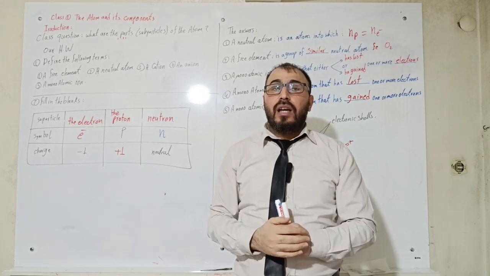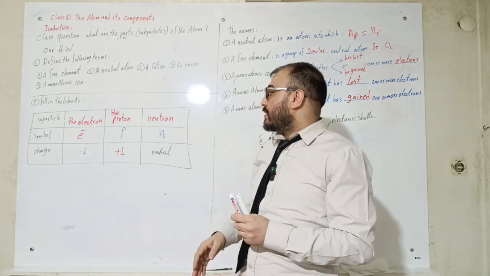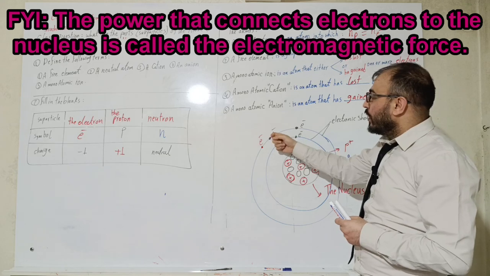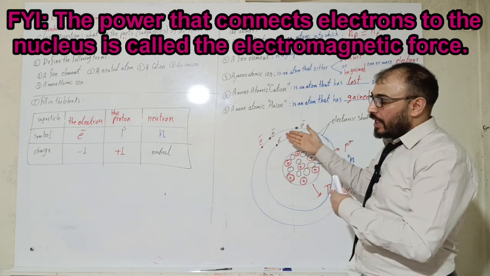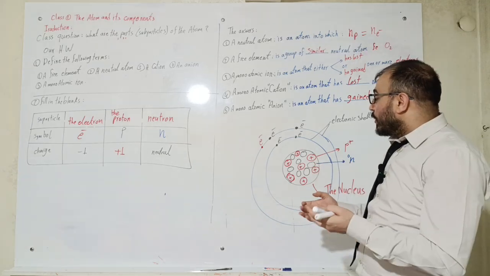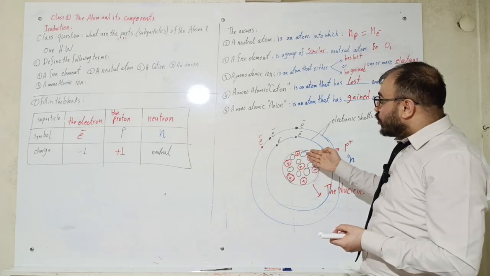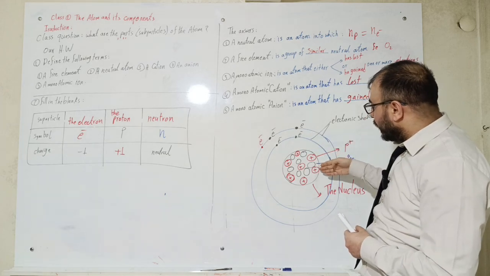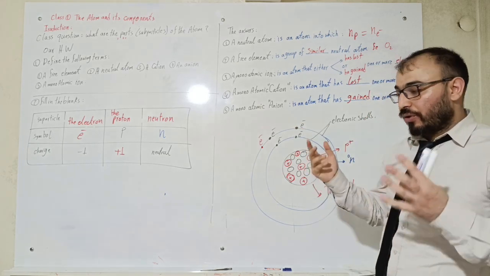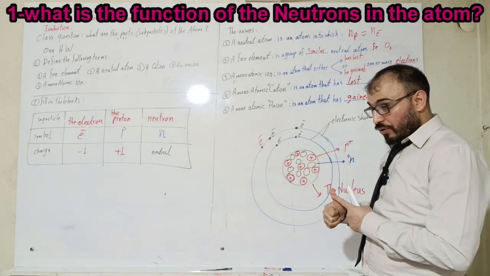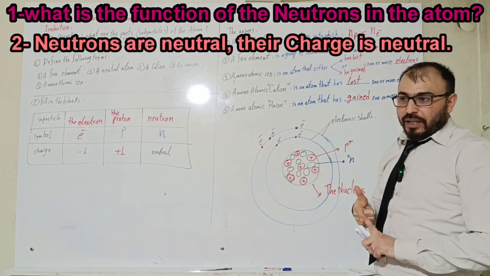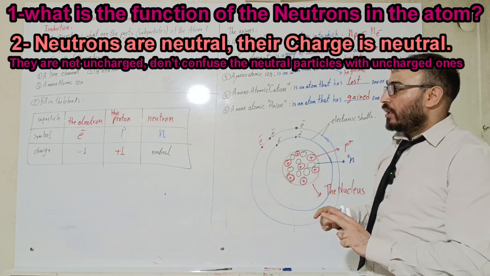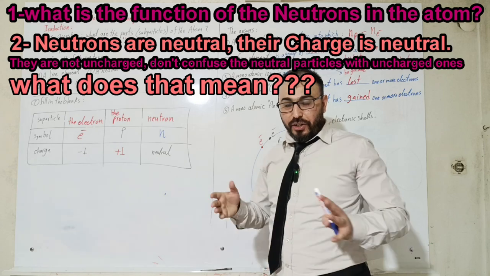Now, before I finish this class, I would like to answer a question. We all know that inside the nucleus, we have positive protons, which give the atom positive charge, and negative electrons, which give the atom the negative charge. But what is the function of the neutral neutrons? This is question number one. Question number two, why did you say the neutrons are neutral and not uncharged? And you didn't write here, for example, number 0, as they are non-charged.